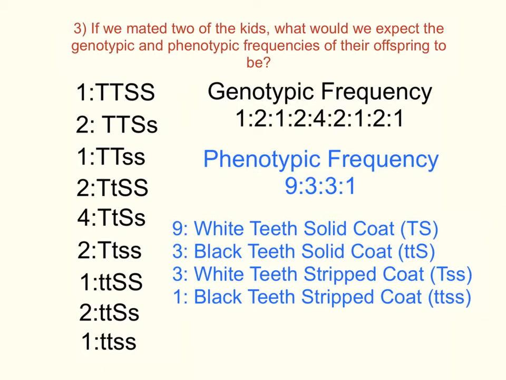So it's important to remember these two frequencies, the genotypic and phenotypic frequencies, because these will be exactly the same any time that you cross two species that are heterozygous at both loci. So these are both heterozygous for the fur type and the teeth color. So if they're heterozygous for both, you always will see this frequency.